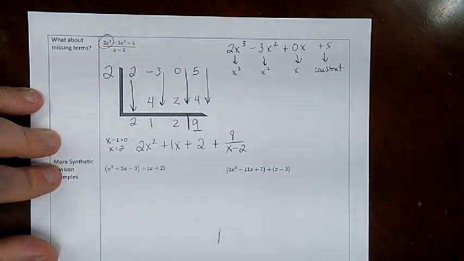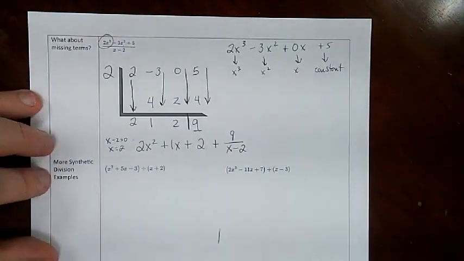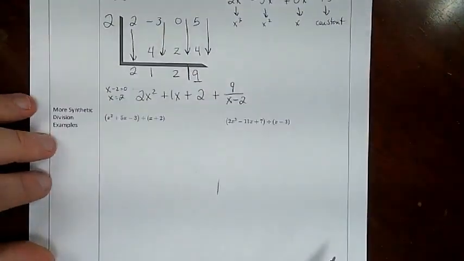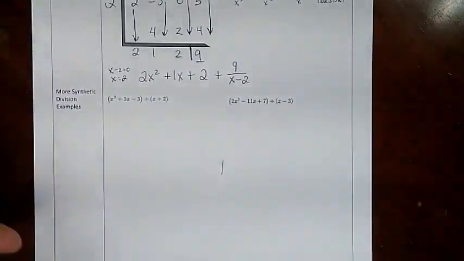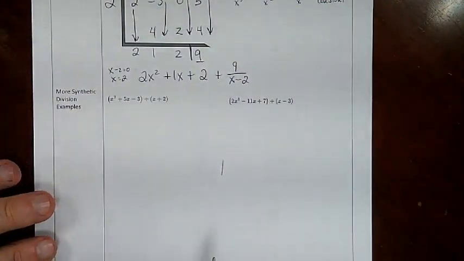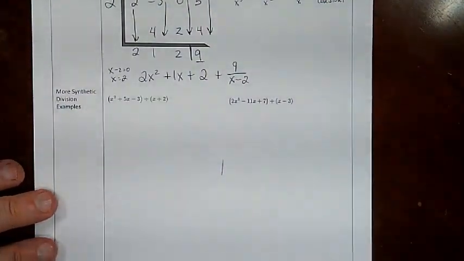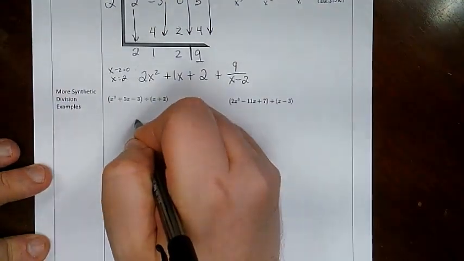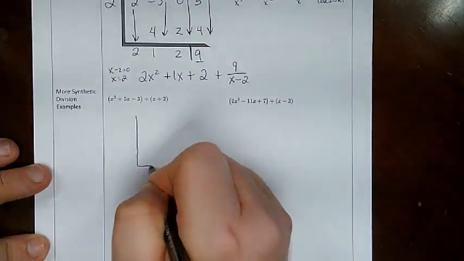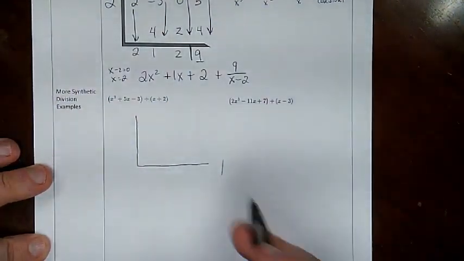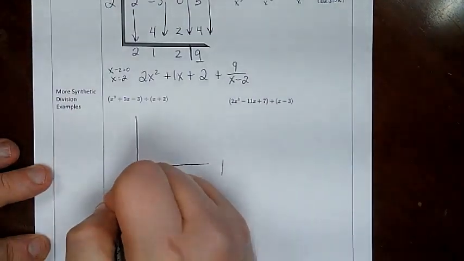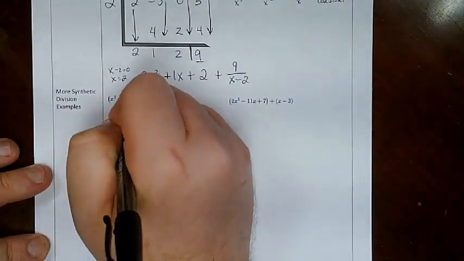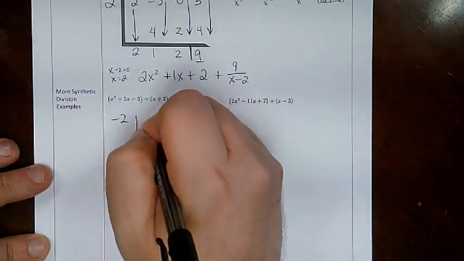Just a few more synthetic division examples, so that way you have some practice. If you wanted to pause the video and try these on your own first, that would be a really good idea. So I'm just going to break in with some setup. I'm going to draw my box. Here is x plus 2 equals 0, gives me negative 2. Write my coefficients, 1, 5, negative 3.